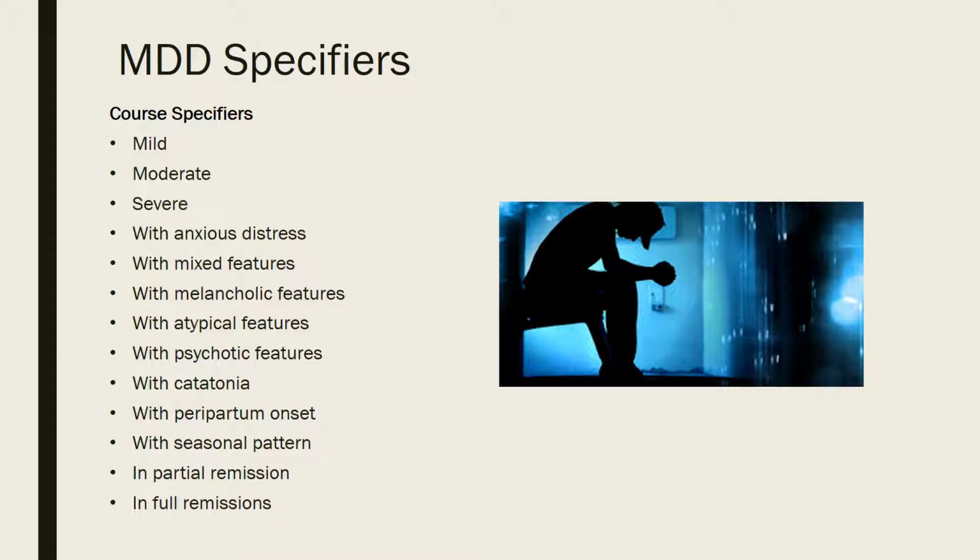Let's see, with mixed features, that would mean at least 3 are present nearly every day during the majority of days of a major depressive episode. So 3 of these have to be present nearly every day during the majority of days in that 2-week period. Elevated mood, inflated self-esteem, more talkative and pressure to keep talking, racing thoughts, increase in energy, increased involvement in activities that have a high potential for painful consequences, like a shopping spree or sexual indiscretions, a decreased need for sleep. And all these symptoms must be observable by others and represent a change from normal behavior.